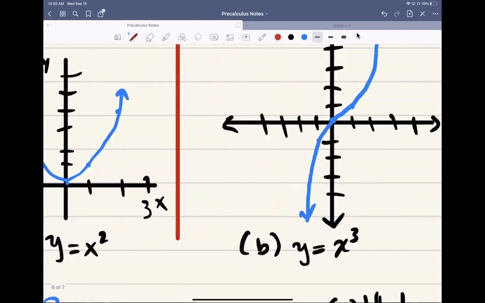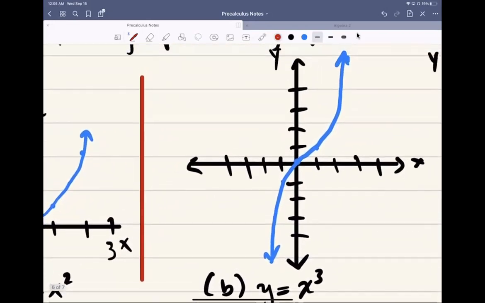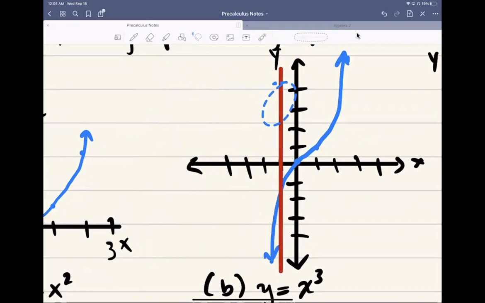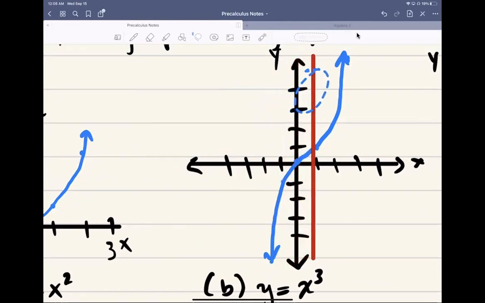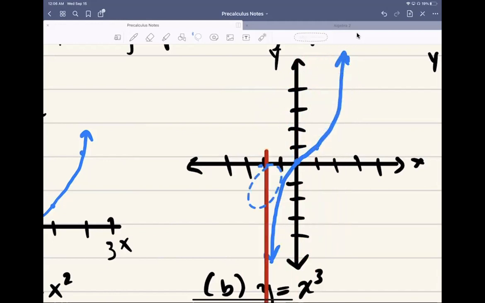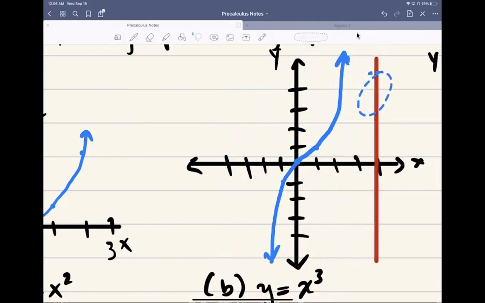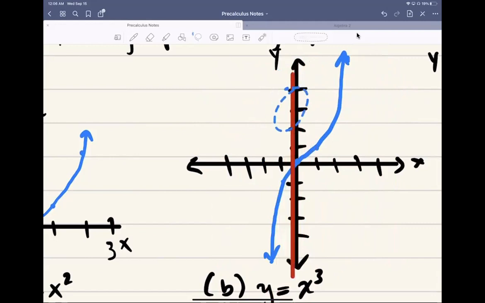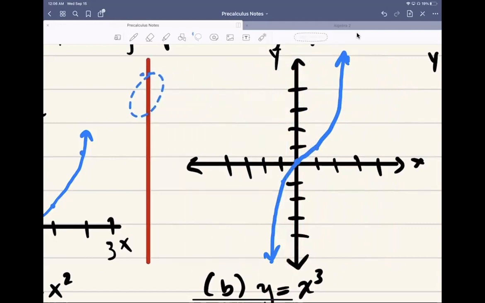Let's go over to the next one, y equals x cubed. Again we're going to do the vertical line test, and that's going to help us determine whether or not we have a function. If you look here, no matter where you pass through this graph, no point ever repeats itself. These arrows mean that the graph is going to keep going in that direction, still going steadily up and increasing over time. So this also passes the vertical line test, so it is a function.